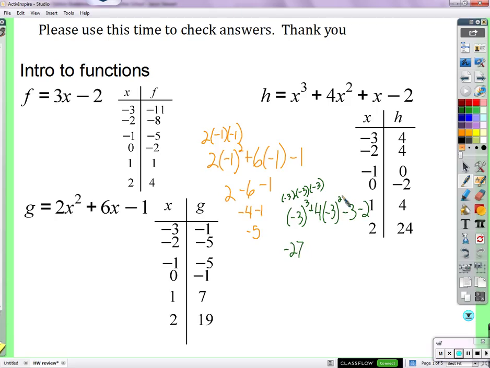Negative 3 squared, we just did that actually, right there. That's negative 3 squared. What was negative 3 times negative 3? 9. So that's 4 times 9. What's 4 times 9? 36. Okay. Minus 3. Minus 2, so 36 minus 27 is 9? Yeah. Minus 3 minus 2, so I have it minus 5. Is 4. And it's 4.